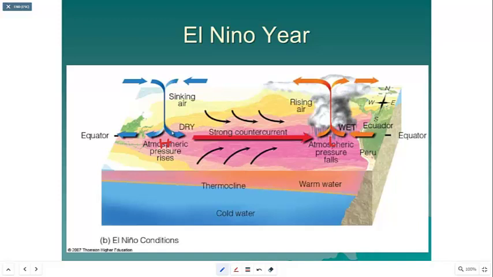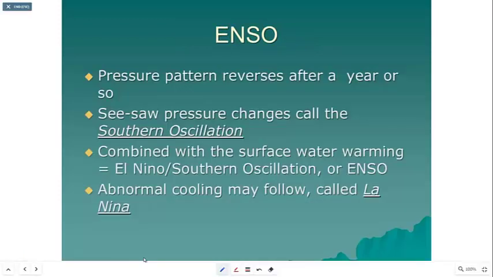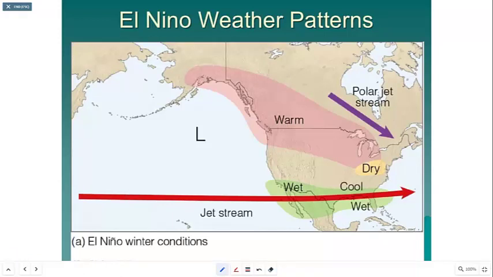So if these pressure patterns are reversing, then you can have a chain reaction, and that can cause pressure patterns to change elsewhere around the world. So we call this ENSO. Pressure pattern reverses after a year or so. Seesaw pressure changes is called the Southern Oscillation. You combine that with the surface water warming that we called El Nino, plus Southern Oscillation, that's where the ENSO comes from. Now, if we had abnormal cooling, we would call this La Nina. So I'll show you what kind of weather we can expect with these two scenarios.